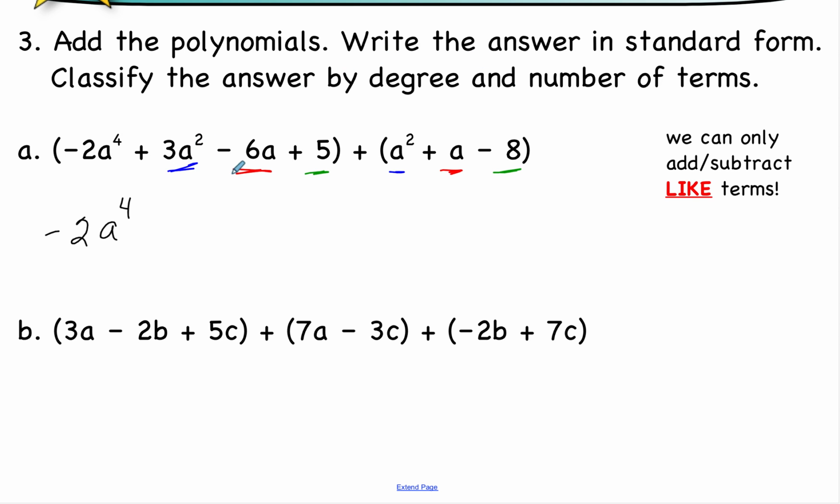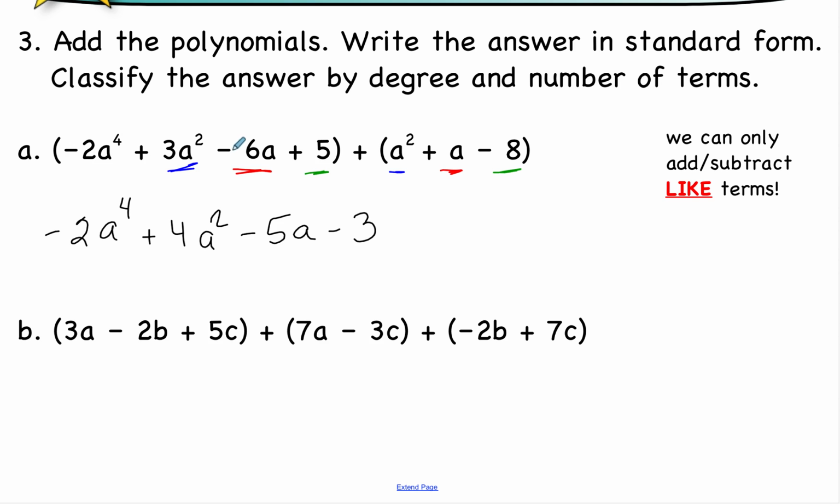The next highest degree is the a squared term. And I have 3a squareds plus 1a squared is 4a squareds. And then my linear term, minus 6a plus a, is minus 5a. And then my constants, 5 minus 8 is minus 3.